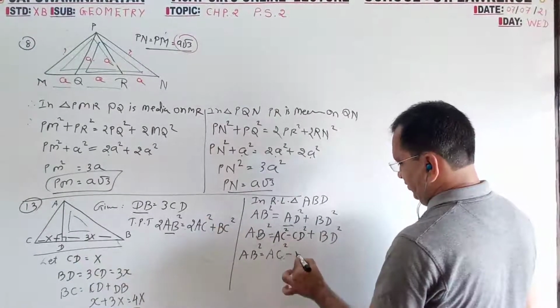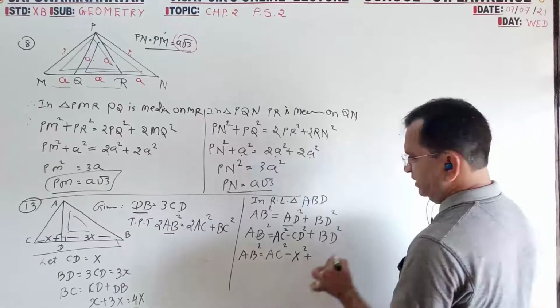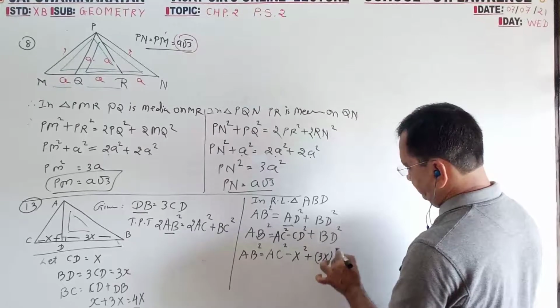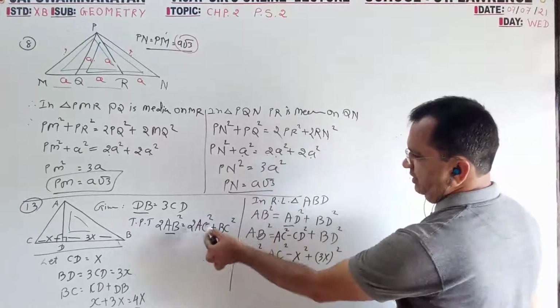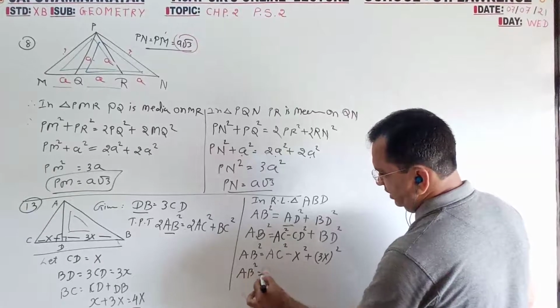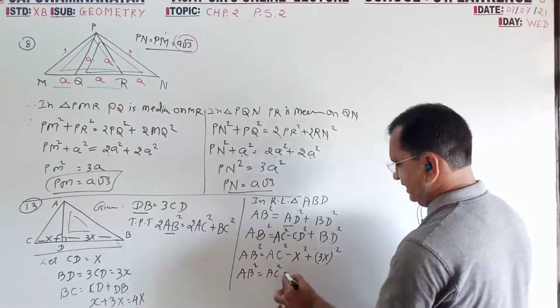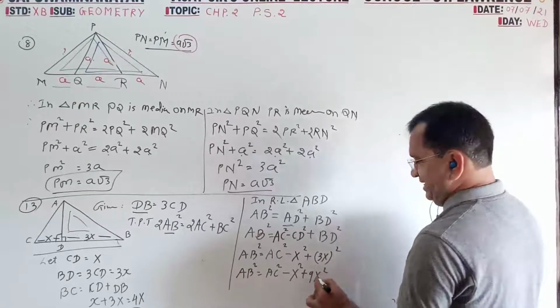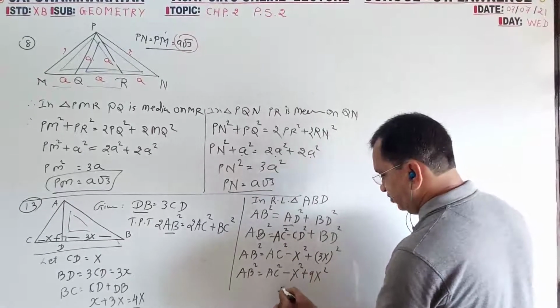CD is equal to x square. Good, beta. BD is equal to 3x, total square. So I want AB and AC, so I have not replaced. So AB square is AC square minus x square plus 9x square. 9x square minus 1x square is equal to 8x square.